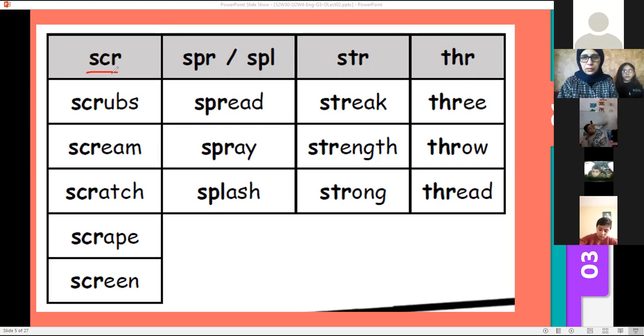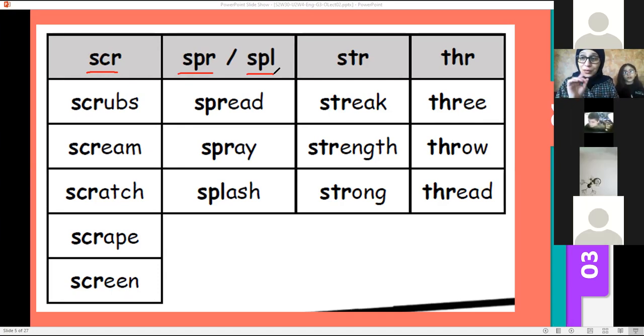S C R. How do you read them? Not sec. You should not put anything between these letters. You should read them all at once. Skr, blend them. Say it again. Skr. Yes. Continue. Bravo. Spr.